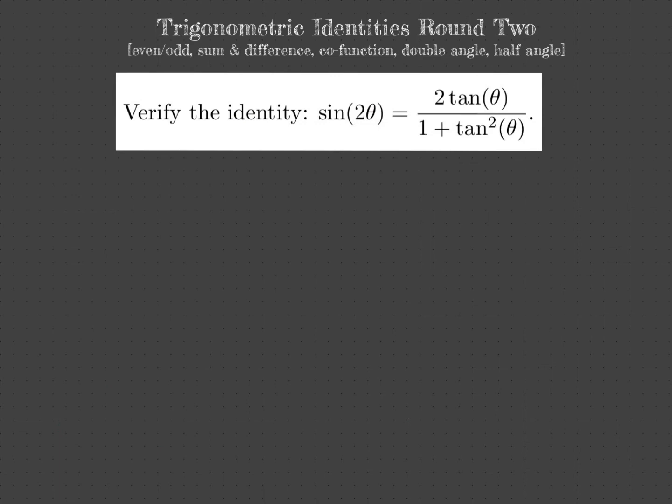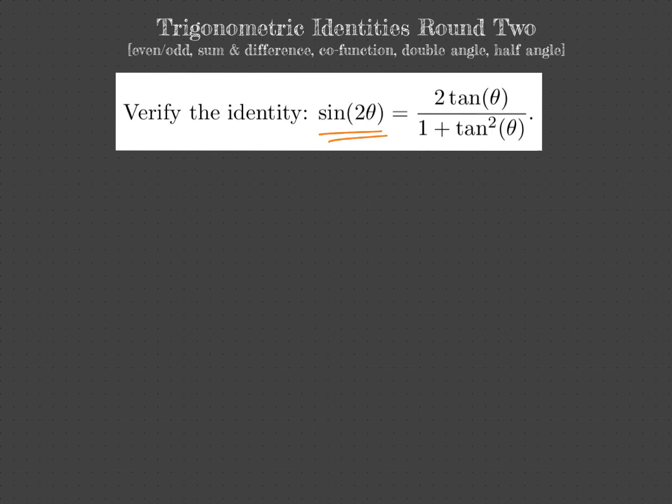Here in this next problem, we want to verify an identity using all of the identities we've learned so far. So we have a double angle here of sine. We have what looks like a part of a Pythagorean identity because we have a 1 plus something squared. So it looks like we can mess with both sides here. So I'm actually going to start by working with the left-hand side.